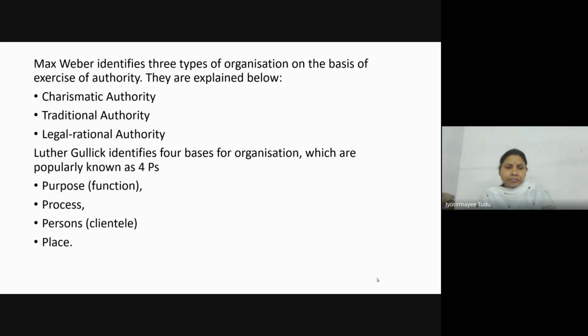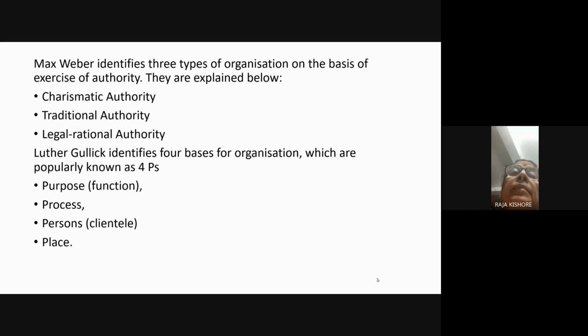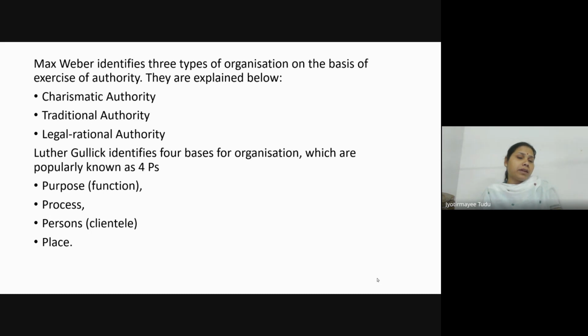So legal rational authority is generally considered to be the most appropriate basis to exercise authority in a legitimate way in the modern organization. And in present times, whatever the form of bureaucracy may be, we are essentially thinking, believing, and observing that these are the product of legal rational authority. So here, a superior does not direct his or her subordinate on personal grounds. Rather, impersonality prevails as the dominant feature of legal rational authority. So here, the person doesn't matter in legal rational authority.